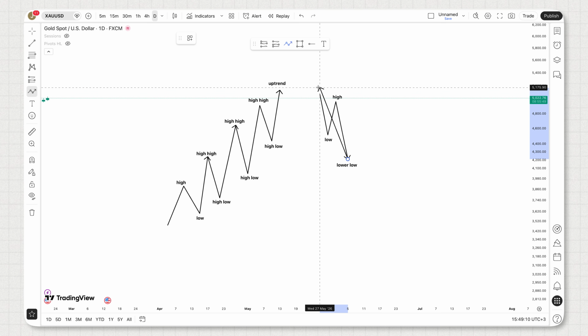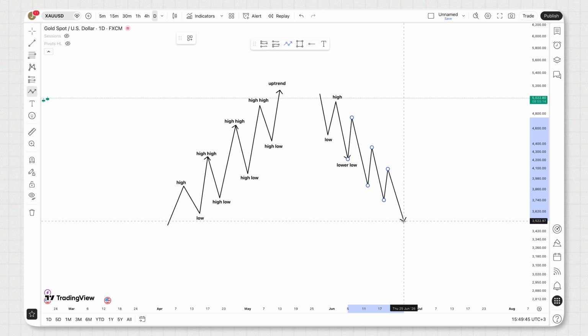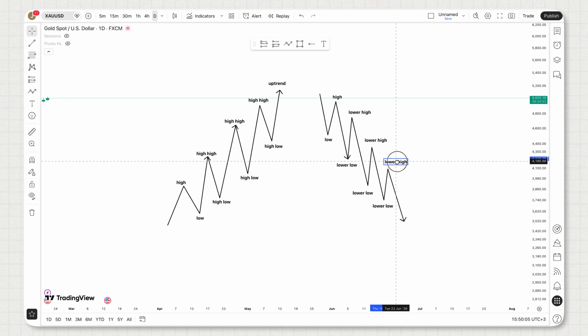In a downtrend, if the market makes a low and it makes a high, then breaks this low, creating a new lower low, it's going to come back up to make a new lower high. This lower high is only valid if it doesn't break the previous high. So it's going to come back up, make a new lower high, then go back down, make a new lower low, lower high, lower low, lower high, lower low. This is how a downtrend should look.